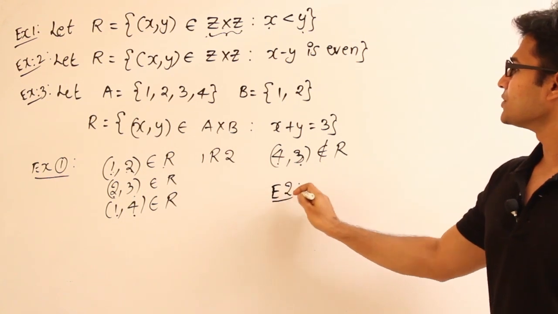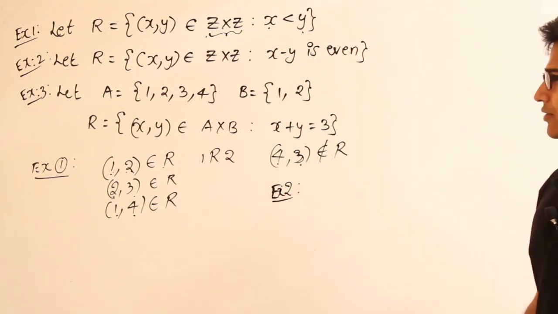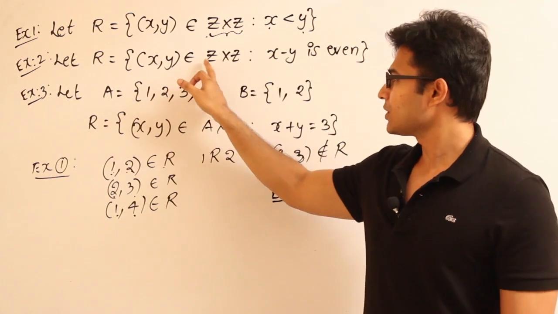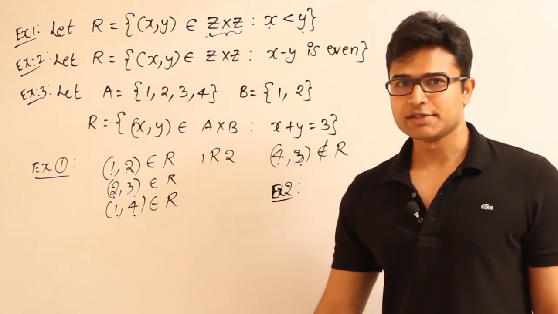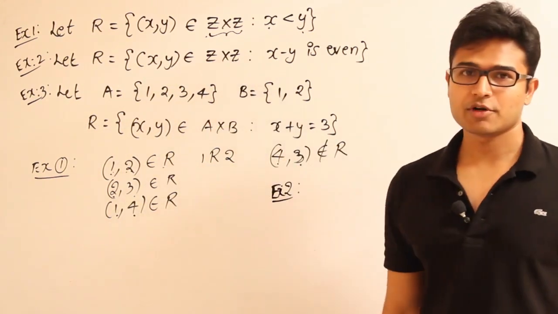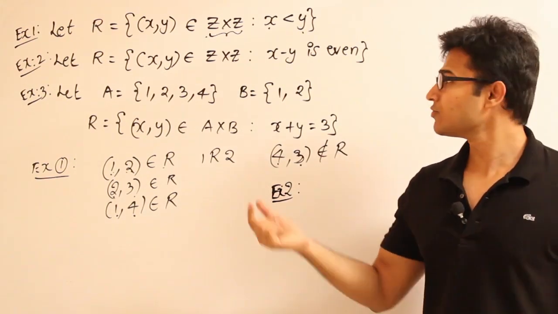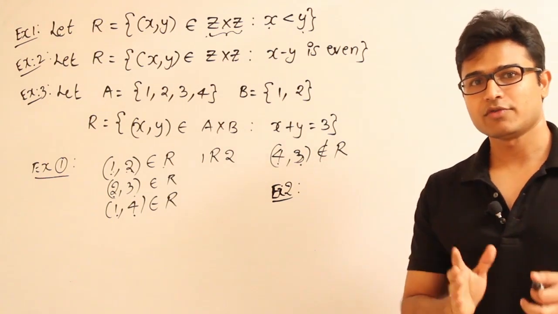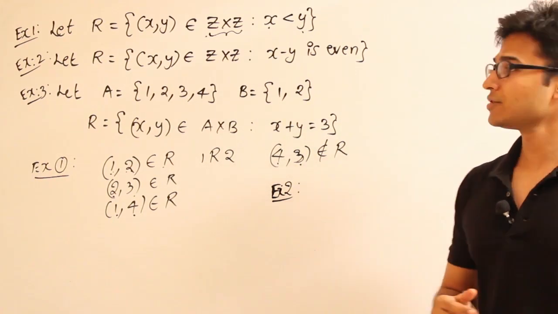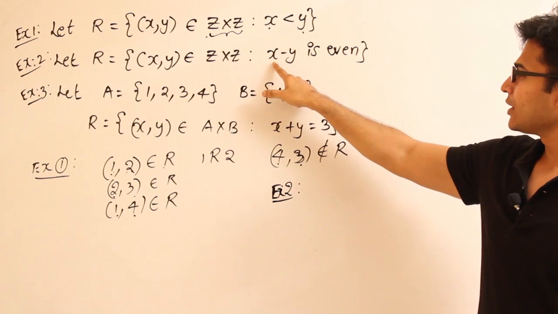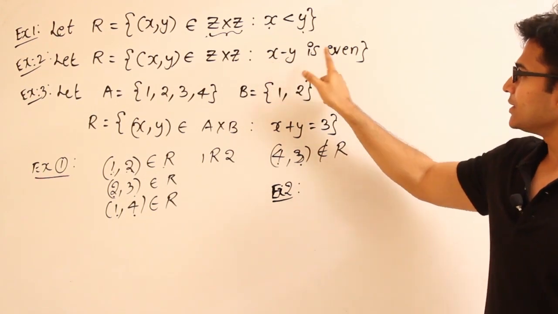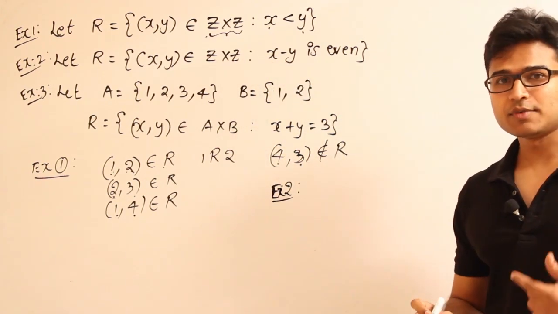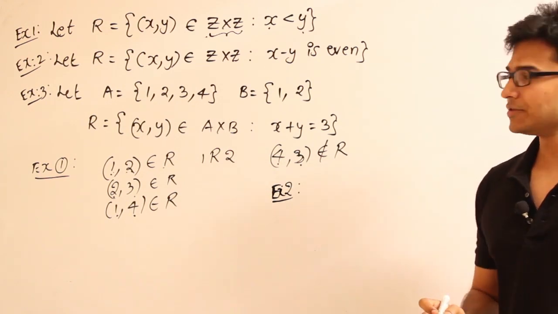What does example 2 say? It is also the same kind, which means it is a subset of the set of all pairs of integers, because it is a Cartesian product between two sets of integers. Therefore, R is definitely a subset of the set of all pairs of integers. We are dealing with pairs in such a way that the difference x minus y is even. If x minus y happens to be even, then the element will be present in the relation.